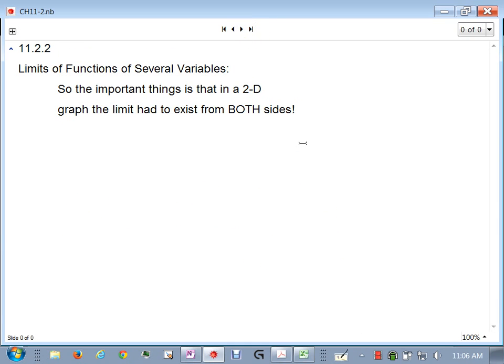So the important thing is that in 2D, in a two-dimensional graph, when we talked about limits, they had to exist from both sides. To say that the limit exists means that the limit from both sides had to be going to the same place.